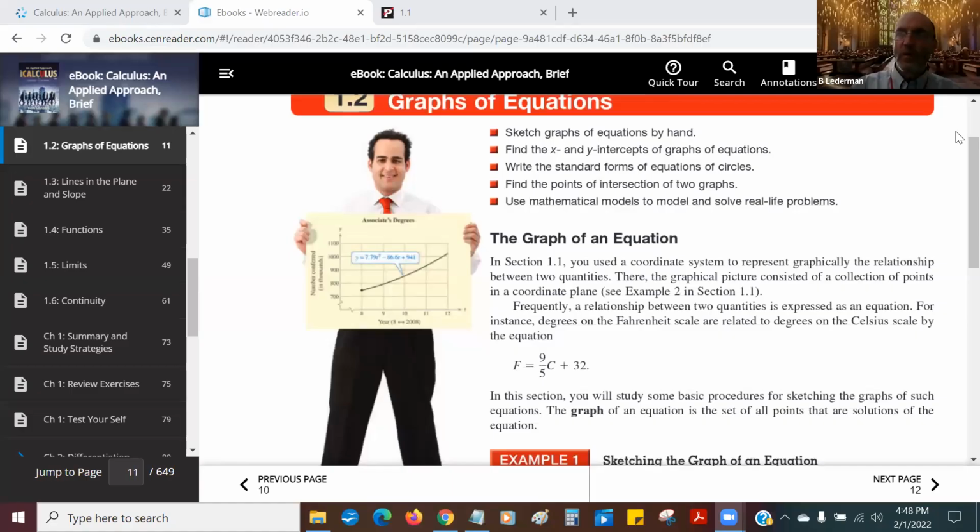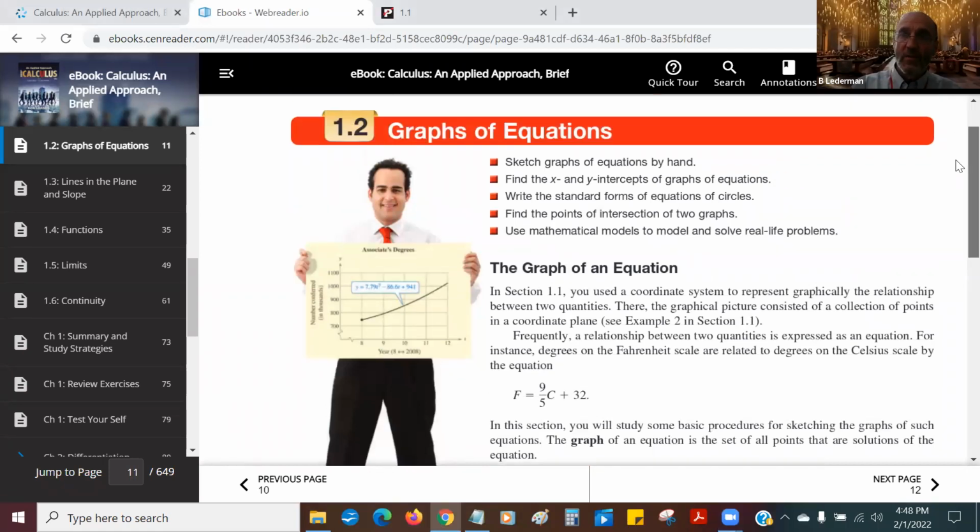Hi, everybody. Now we're going to do section 1.2. So let me share my screen with you, and here we go. So this is 1.2, graphs of equations.